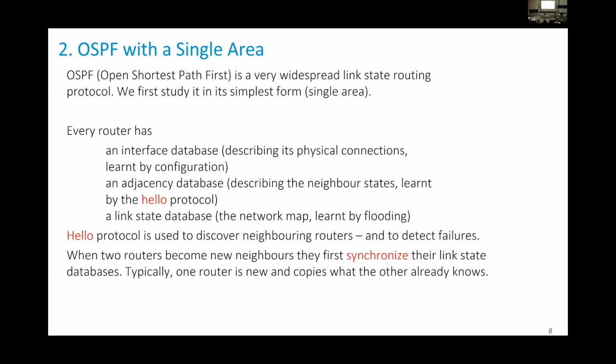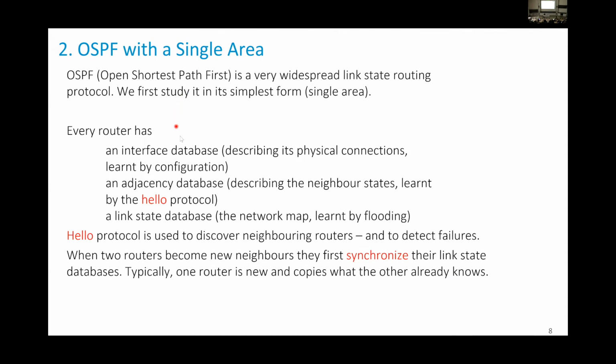A domain is typically perhaps 1,000 routers, but not more. Inside the domain, the most popular routing protocol is OSPF, which itself has multiple levels of complexity. So we will start with what we call a single area. Inside a single area, we do link state, which is what I described before. Every router will acquire a map, which is called a topology database, of the entire network.